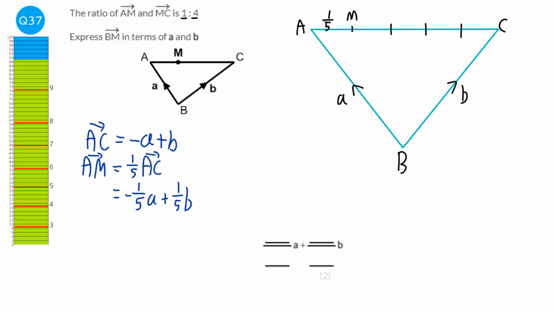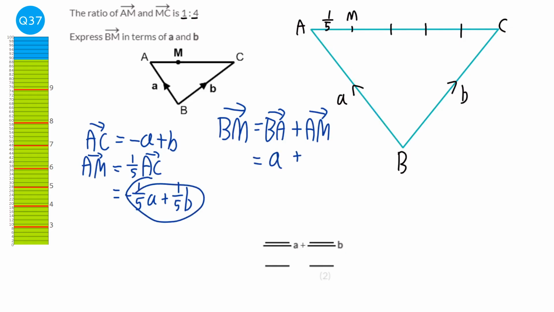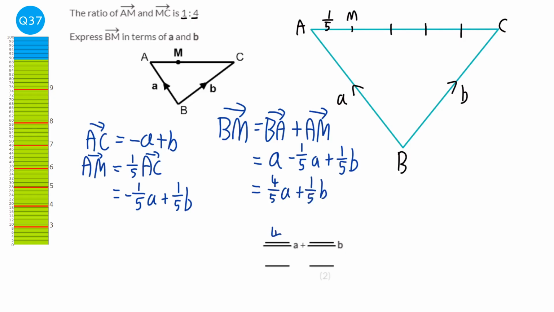Now we're asked for the vector B to M, and we know that that's going to be B to A plus A to M. We know B to A because it's labelled, it's just A. And we know A to M because we've worked it out down here, which is minus 1/5 A plus 1/5 B. So A minus 1/5 A is 4/5 A, and then we've got the 1/5 B. So it's going to be 4/5 A plus 1/5 B.